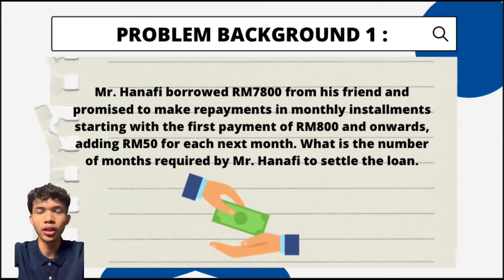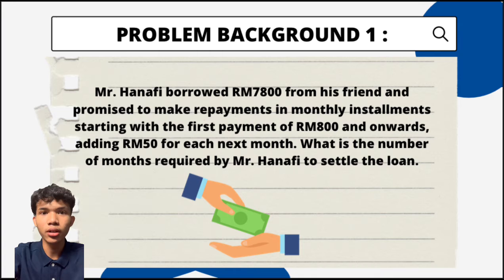Now we are going to problem background 1. For the first case, Mr. Hanafi borrowed 7,800 from his friend and promised to make repayments in monthly installments, starting with the first payment of 800 and onwards, adding 50 ringgit for each next month. What is the number of months required by Mr. Hanafi to settle the loan?